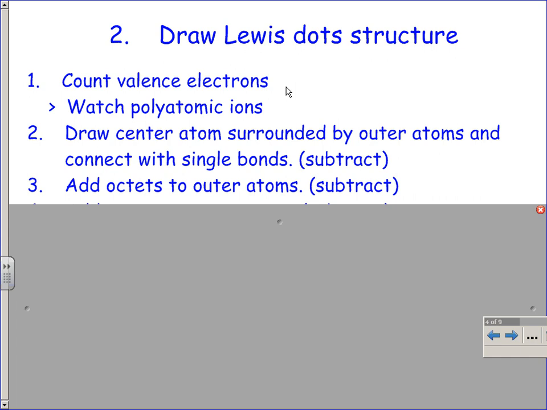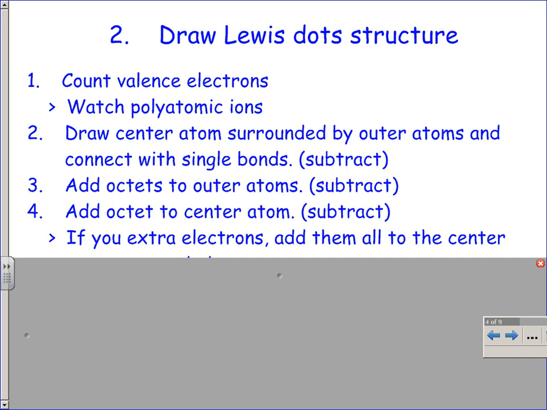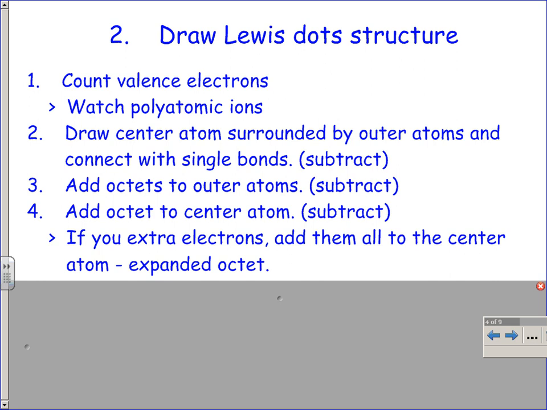Now, if you are done at this point, then that means everything should have a full octet. But in some situations, you're going to need electrons on your center atom. So if you still have electrons left, you would add those electrons to the center atom and then subtract that from the total. Now, at that point, there's a couple of things that might have happened. You might have extra electrons, and if that's the case, add them to the center atom, and what you have is an expanded octet.